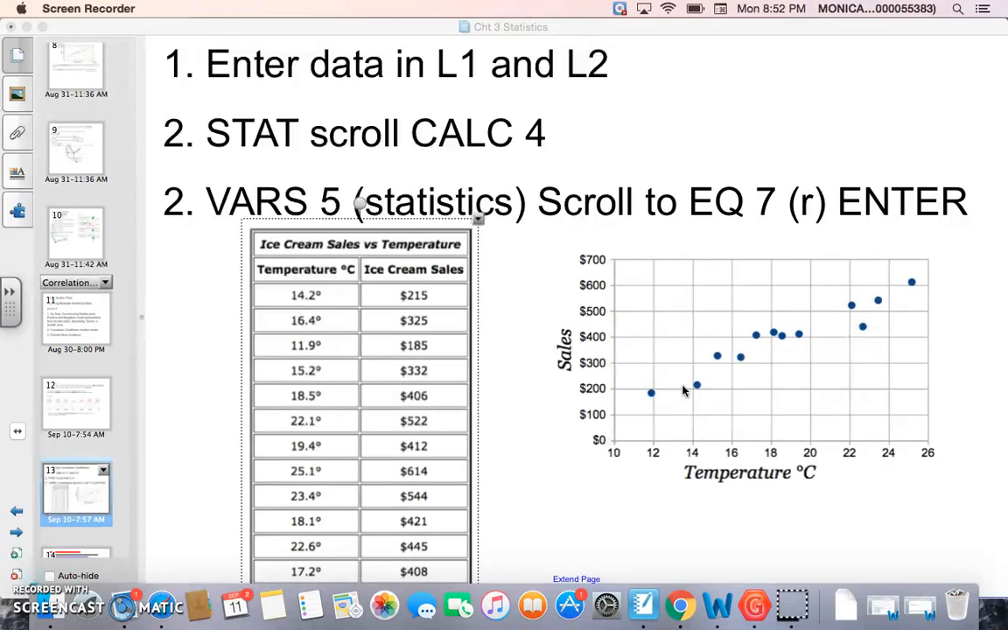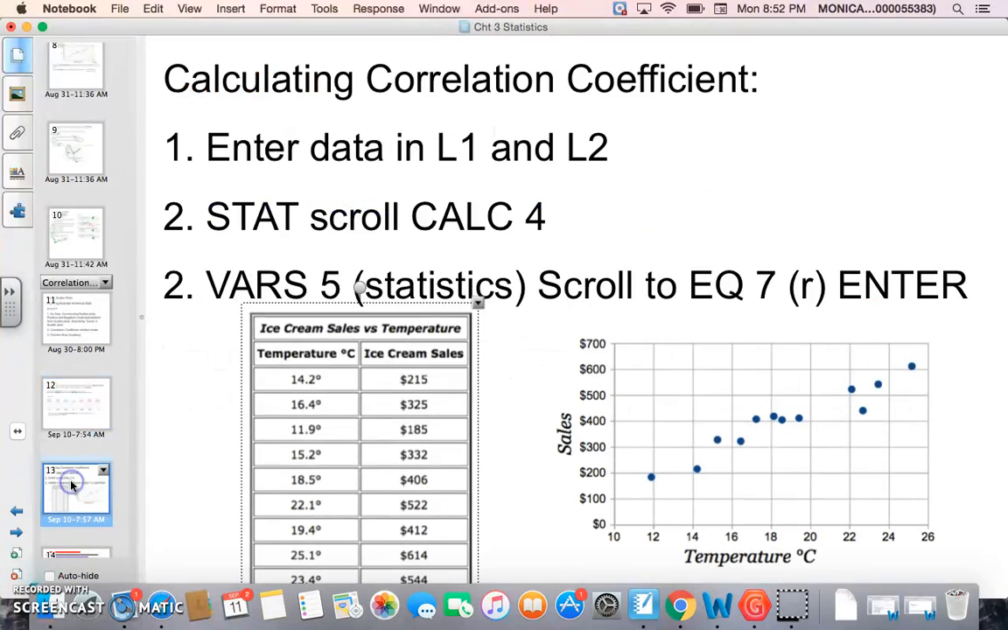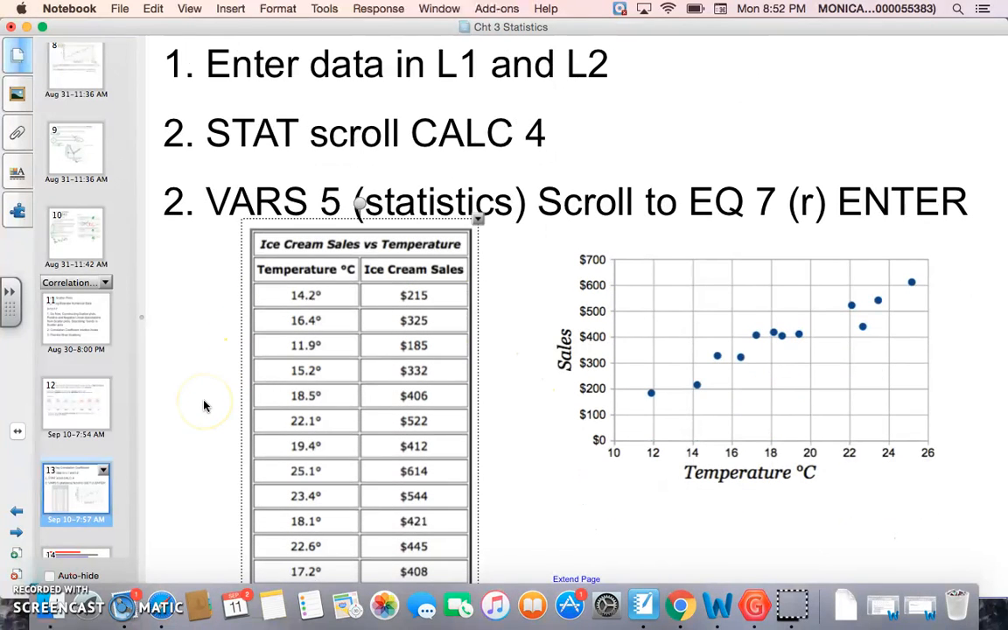So if you look at this data, the correlation coefficient is positive, 0.9575. If we go back to the previous screen, we can see that that is a very strong positive correlation. So we could say that as temperature increases, we can say with certainty that the sales of ice cream are also going to increase. So there's definitely a strong positive correlation between temperature and ice cream sales.